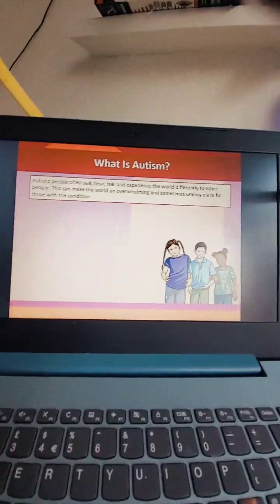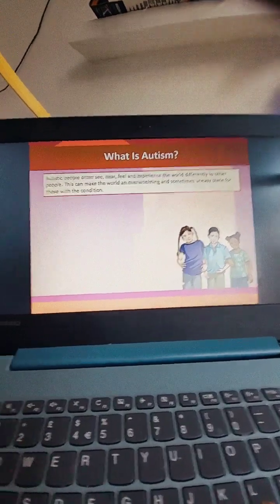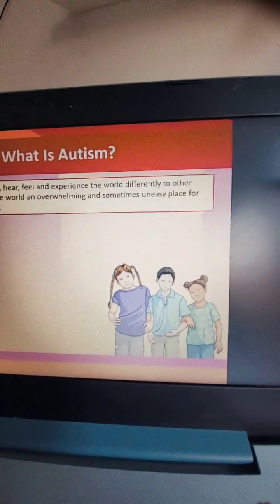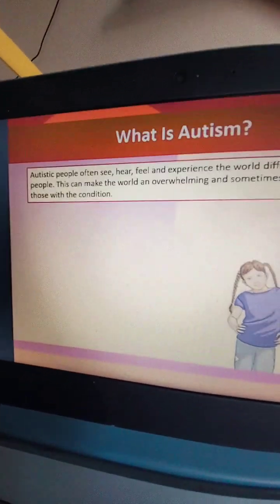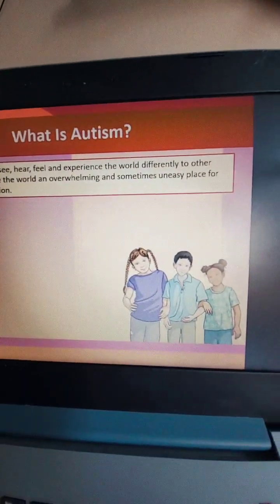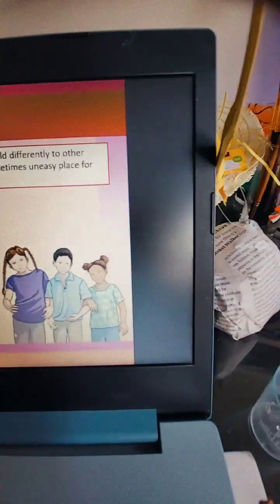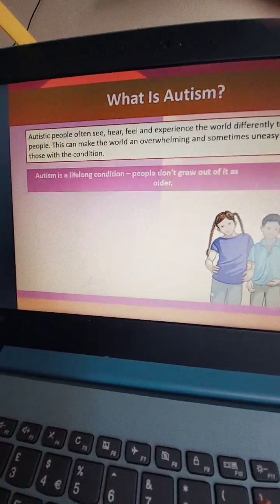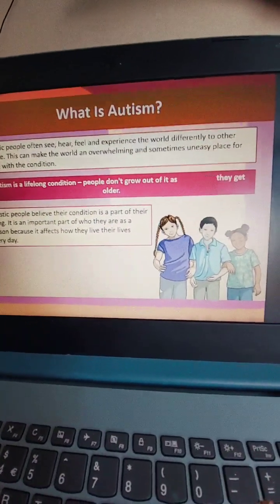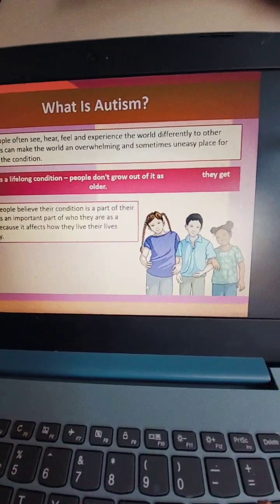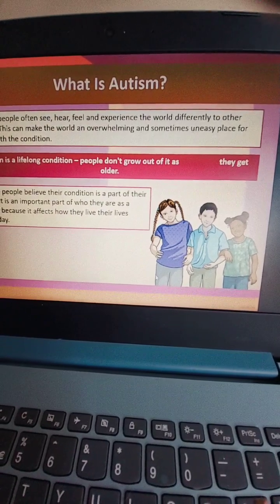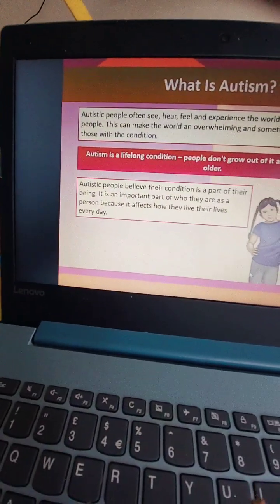So, what is autism? Autistic people often see, hear, feel, and experience the world differently to other people. This can make the world an overwhelming and sometimes uneasy place for those with the condition. Autism is a lifelong condition. People don't grow out of it as they get older.